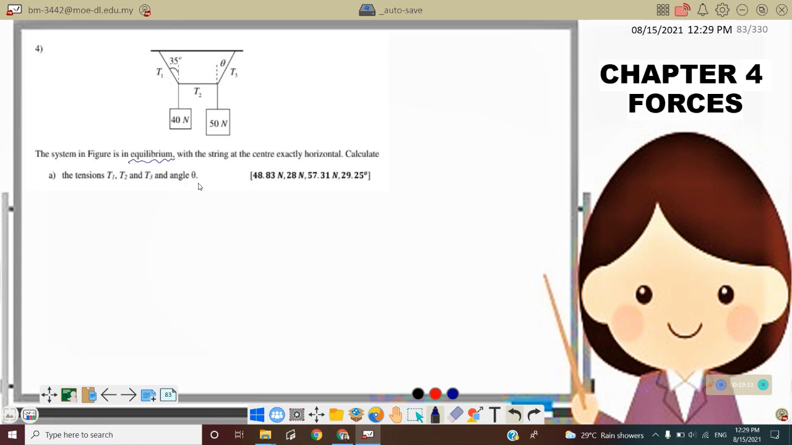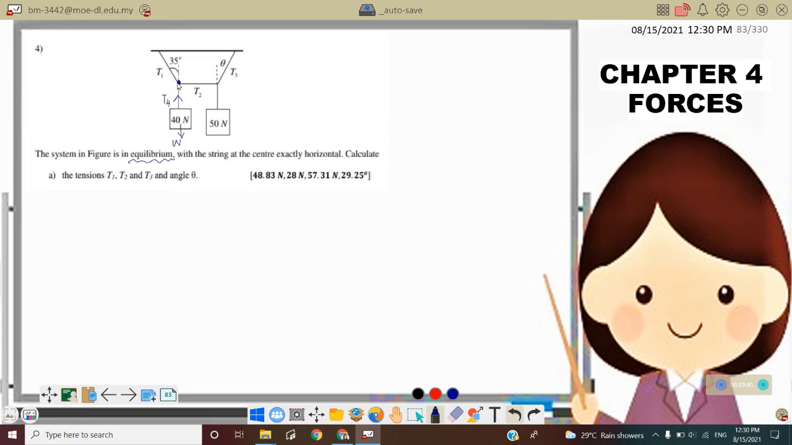Here we have 2 objects. When you want to draw a free body diagram, you need to split it, one by one. So we look at the first load first, 40 Newton. We draw the free body diagram for the first load. For 40 Newton, we have normal force, we have tension. Let's say I label it as T4.